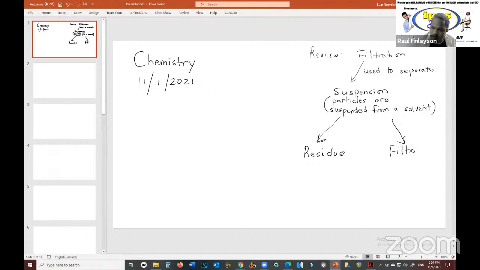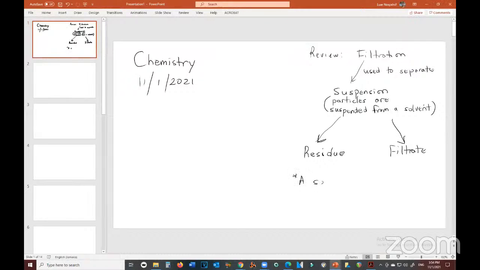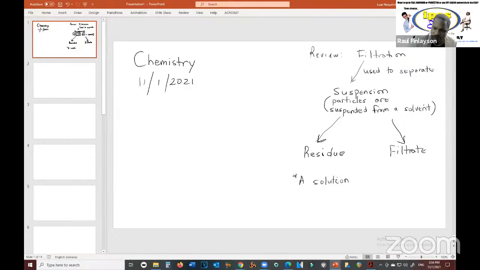and get a filtrate. All right, crucial though. Have to know what can be filtered. All right, so now know that a solution cannot be filtered.